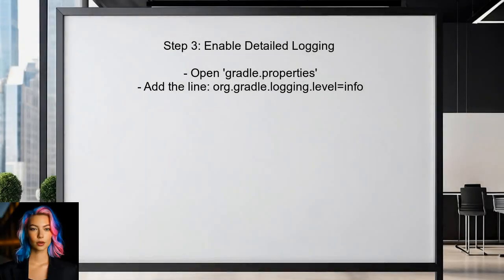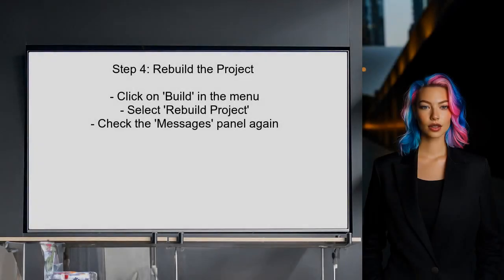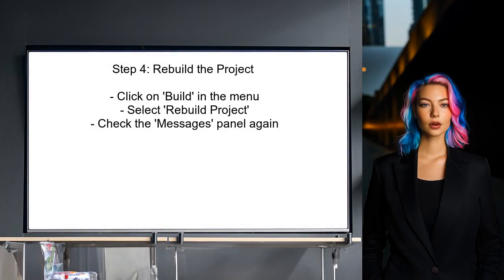If the user cannot find the warnings in the build output, they can also enable more detailed logging. This can be done by modifying the Gradle properties. After enabling detailed logging, the user should rebuild the project. This will provide more information in the build output, including any warnings that were previously hidden.